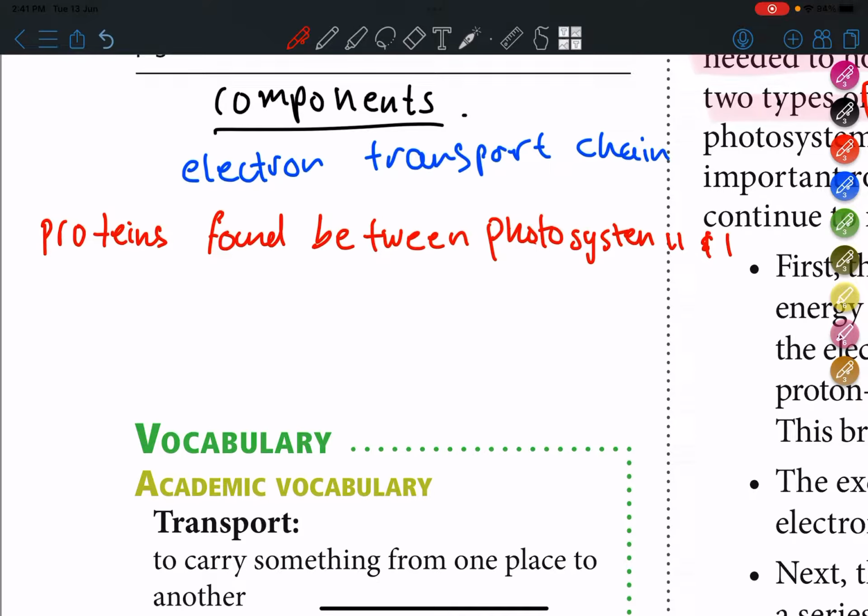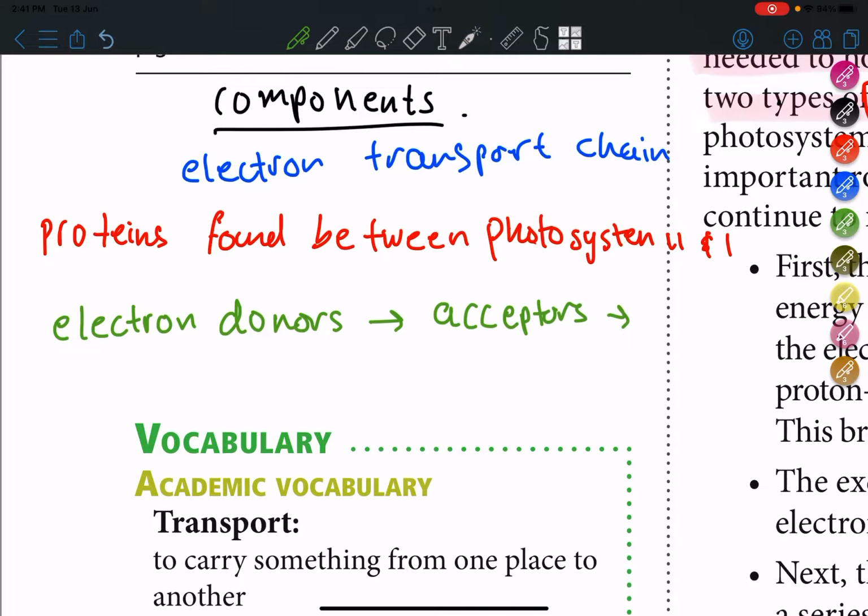So during the electron transport, electrons will pass from electron donors to electron acceptors via the redox reaction. What does this mean? So during the electron transport, we have electrons that pass from electron donors.